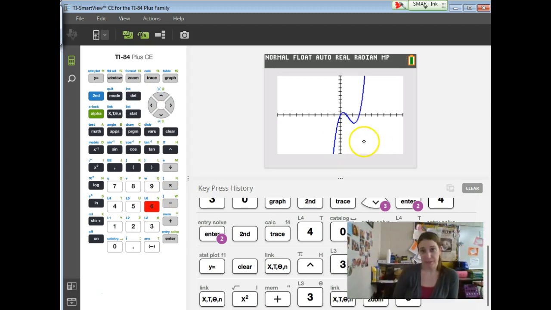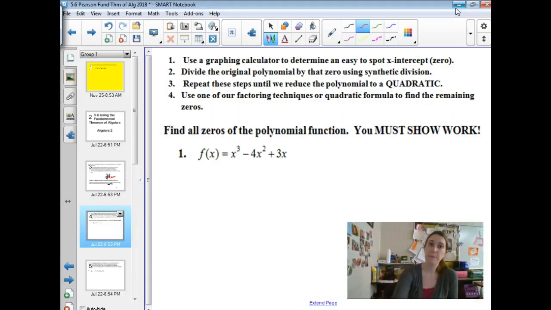So what I need to identify is where this function crosses the x-axis. I'm feeling like this and this and this are the 3 x-intercepts. And if you're not sure, if you're thinking maybe your eyes are deceiving you, what you can do is hit trace, and you can type in your guesses. Now right away it pops up as 0, 0. So that tells me x equals 0 is one of the x-intercepts. So I'm going to jot that down.